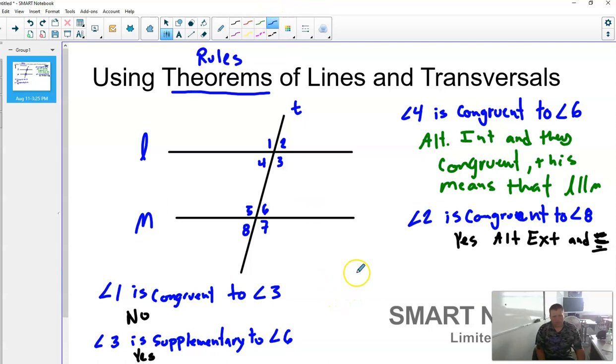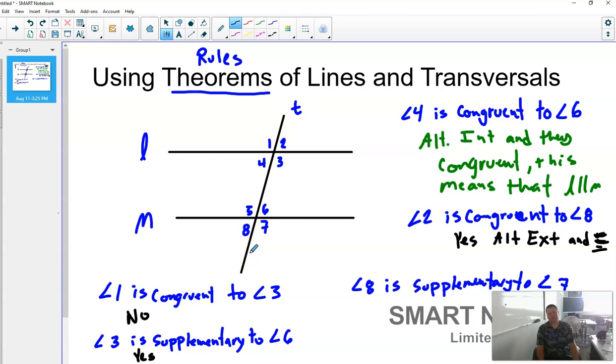Let's do another one here. We've got angle 8 is supplementary to angle 7. Does that tell us that L and M are parallel? So 7 and 8 are linear pairs. And again, linear pairs do not show that the lines are parallel. Linear pairs are always supplementary. So this would be no. It does not show that those two lines are parallel.